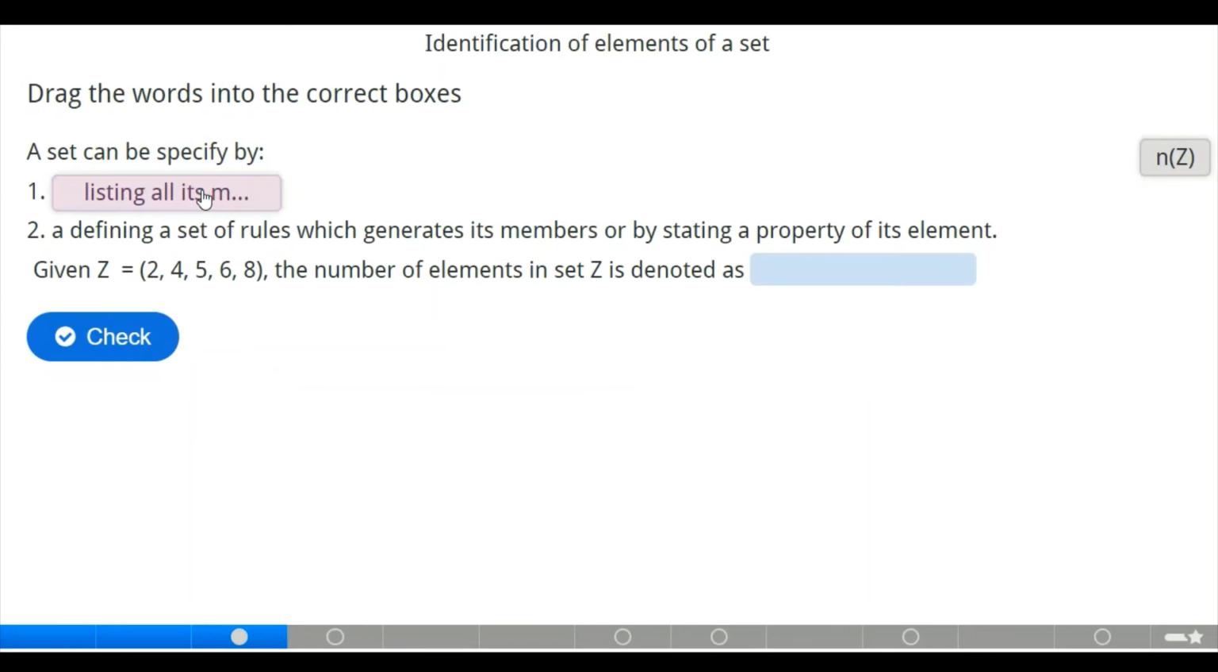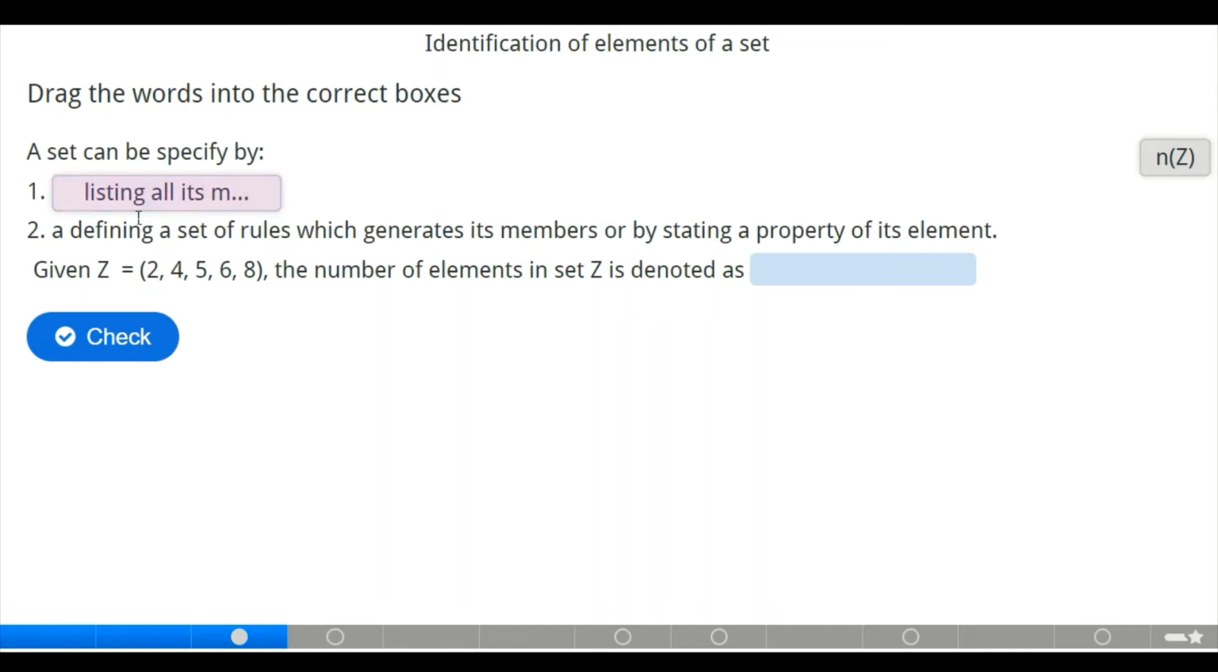A set can also be identified by a defined rule which generates its members, or by giving a property of its elements. For example, an even number. Let's say set P is all even numbers between 1 and 20. What are even numbers? Even numbers are numbers that can be divided by 2. So we can have 2, 4, 6, and it goes like that until we get to 20.